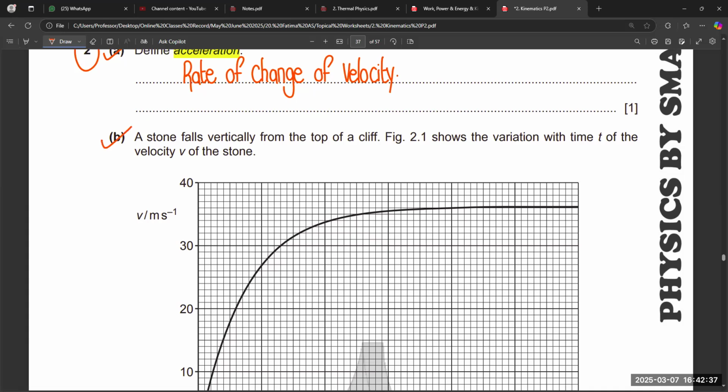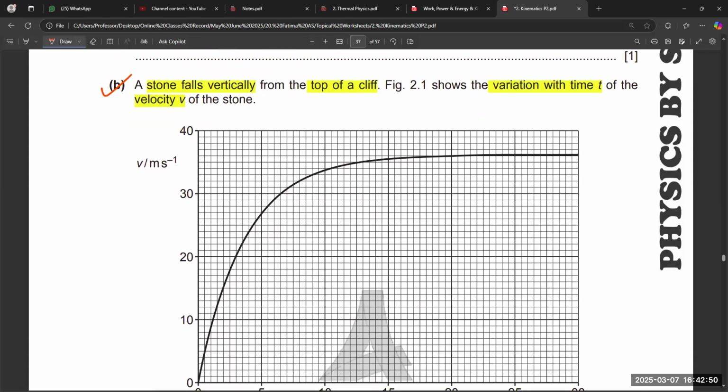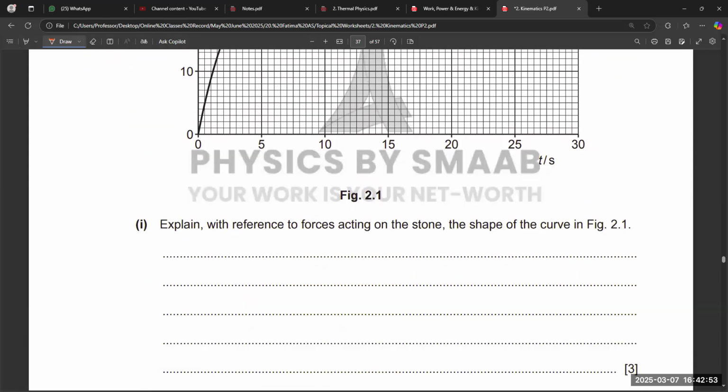And the B part is: a stone falls vertically from the top of a cliff and it shows the variation with time of the velocity v. So the velocity and time graph is given again. First of all, explain with reference to the forces acting on the stone the shape of the curve in figure 2.1. So we already know the basic idea of the forces, because in the previous course we definitely studied free fall motion. So this is the same concept given in the question.